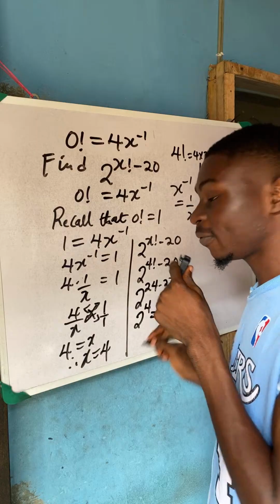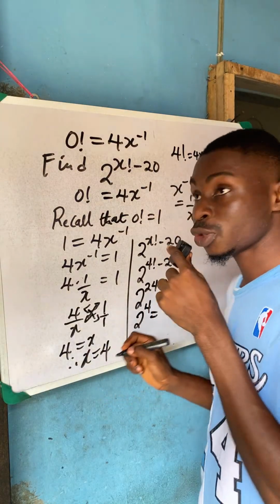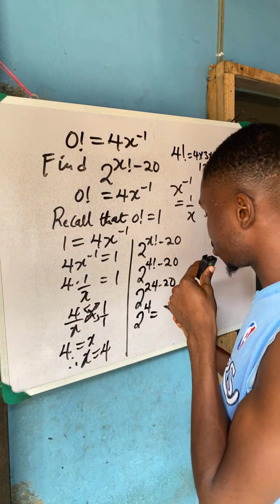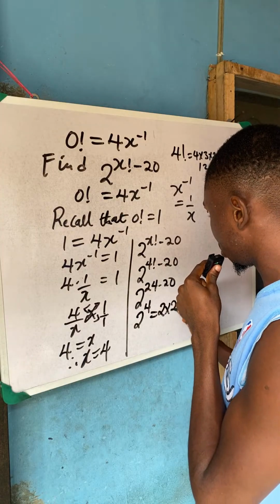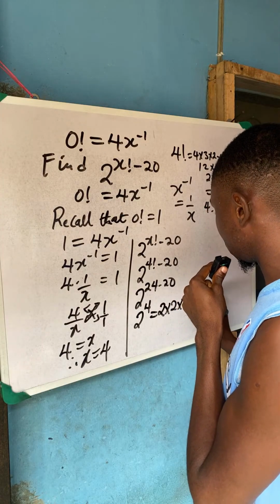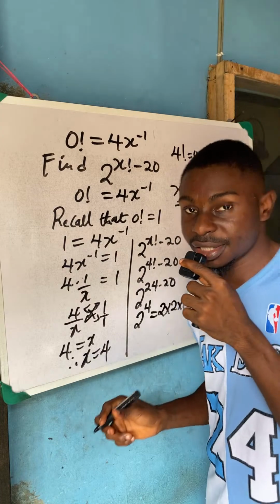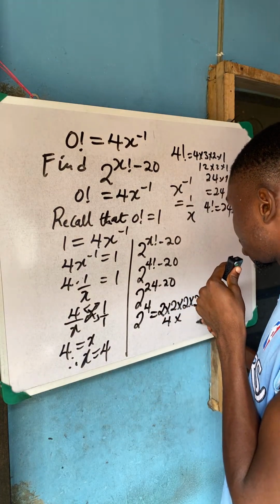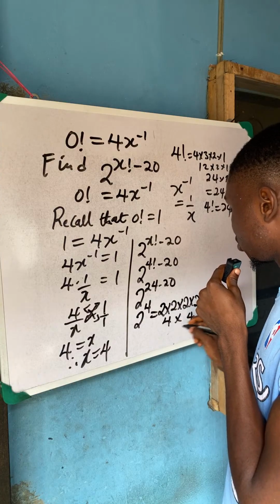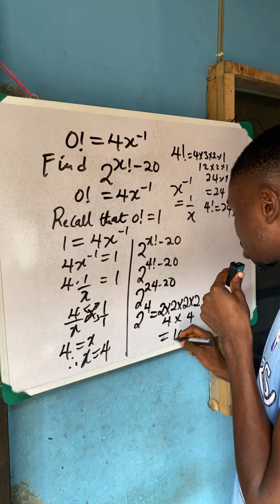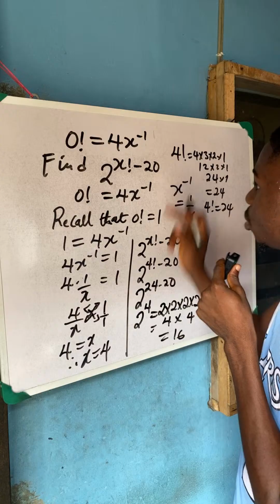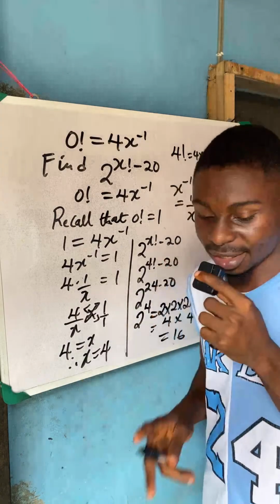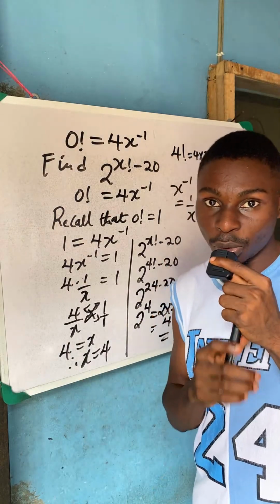2 to the power of 4 simply means you should multiply 2 in 4 places, which becomes 2 times 2 times 2 times 2, right? 2 times 2 will give you 4, multiplied by 2 times 2 will give you 4. So 4 times 4 will be equal to what? 16. So the answer to this question is 16. Stay connected for more questions.